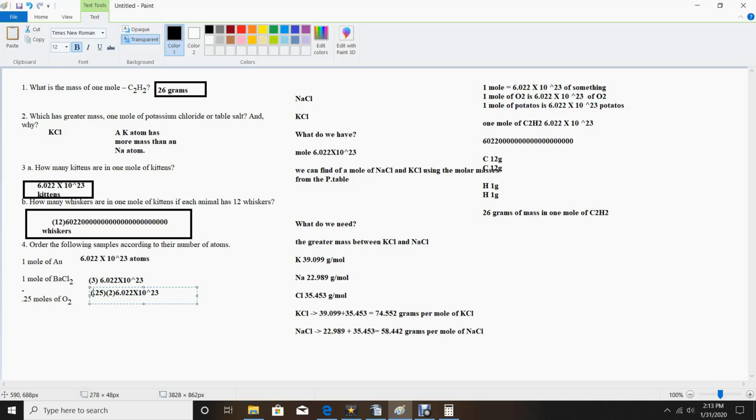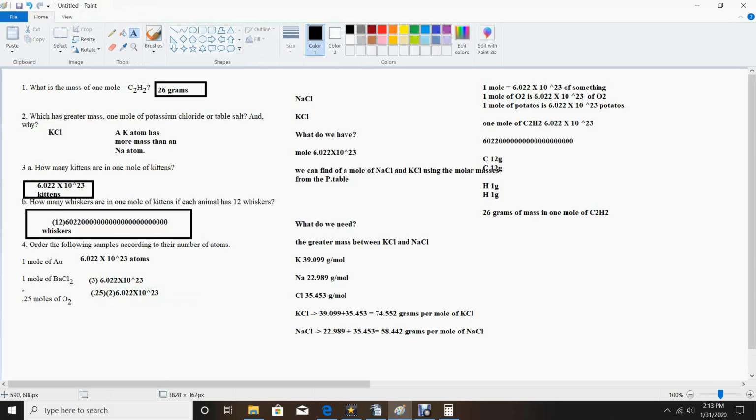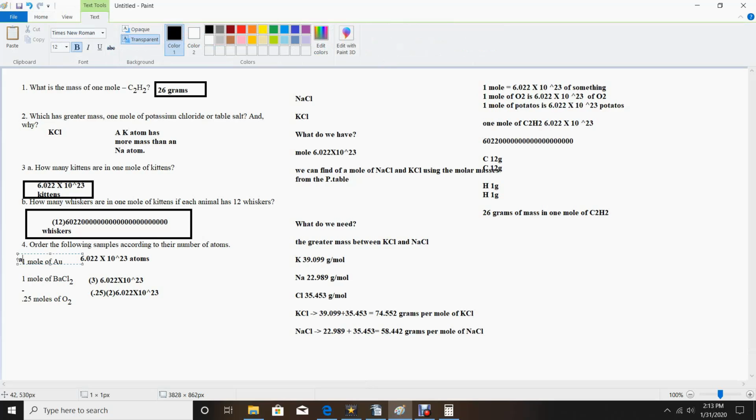Now you could do this all in your scientific calculator, but hopefully already you're seeing the answers. Your mole of gold is definitely going to be less than your mole of BaCl2 in terms of atoms. And as is your oxygen too. So certainly this middle one, here's how I did it. You can do it however you want. I just labeled them A, B, and C.